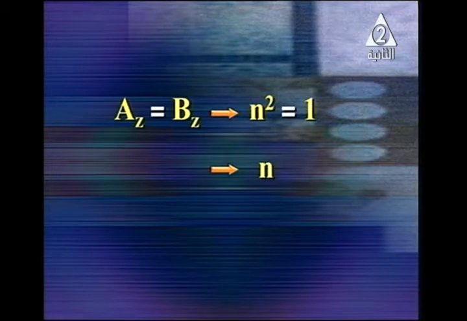After that, AZ equals BZ. We have an equation. What is the component of AZ? N square. What is the component of BZ? 1. Then N square equals 1. What is the value of N? Also positive or negative 1. Then we find the value of L, the value of M, and the value of N when two vectors are equal.